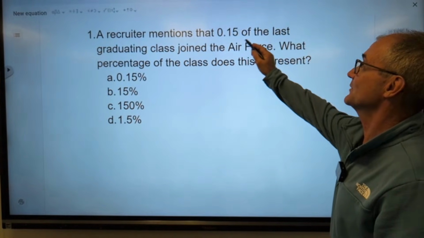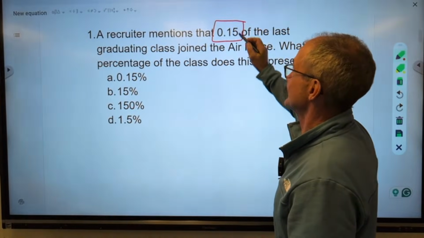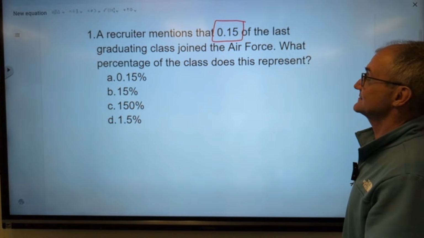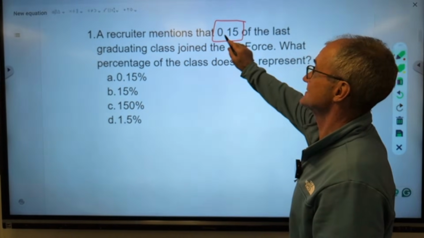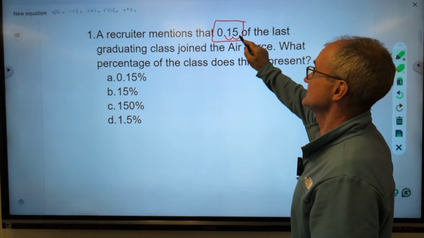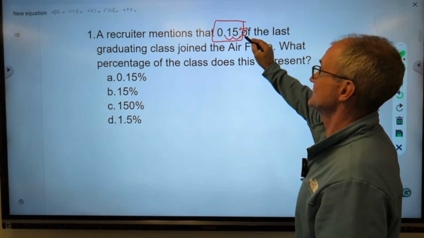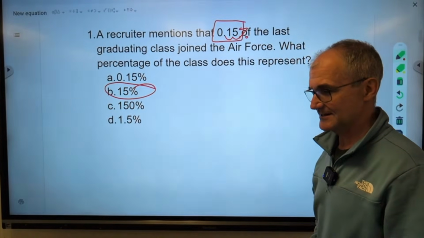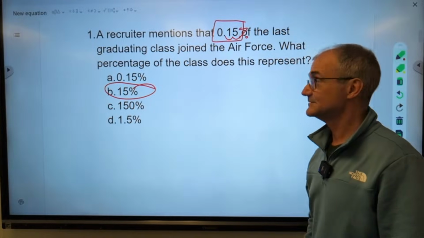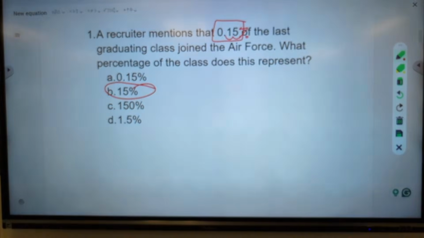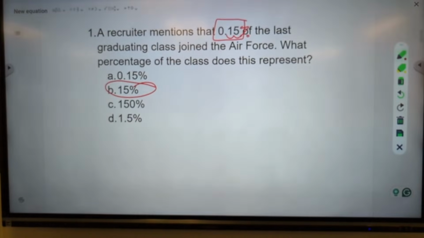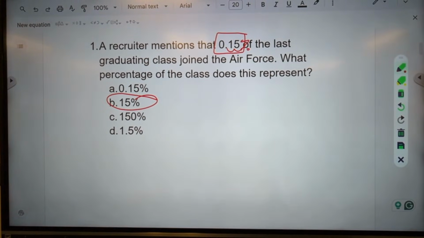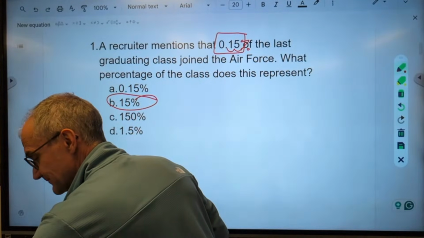A recruiter mentions that 0.15 of the last graduating class joined the Air Force. What percentage of the class does this represent? So I just have to take this, move it over 1, 2 to get 15%. Correct answer, answer B right there. Everybody get that one right?